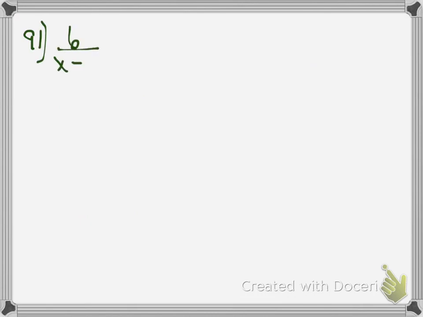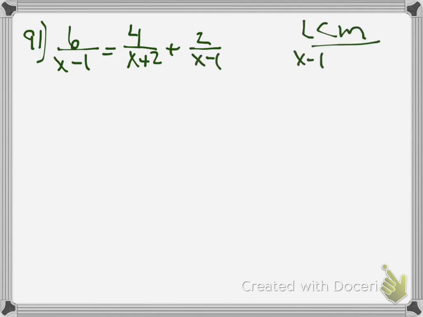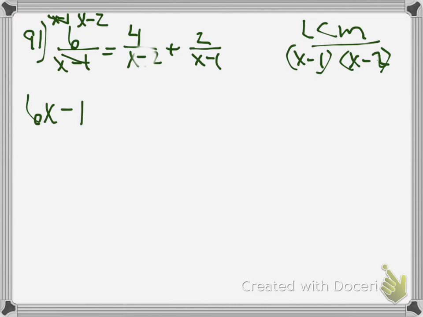91. What is our least common multiple here? It would be x minus 1, x minus 2. So I would multiply all three fractions by x minus 1, x minus 2. Oh no, I wrote x plus 2. Let's fix that. Okay, so here I would cross out the x minus 1s and say 6 times x minus 2, which would give me 6x minus 12. And then over here, when I say x minus 1 times x minus 2, the x minus 2 would cross out, leaving me 4 times x minus 1, which is 4x minus 4.